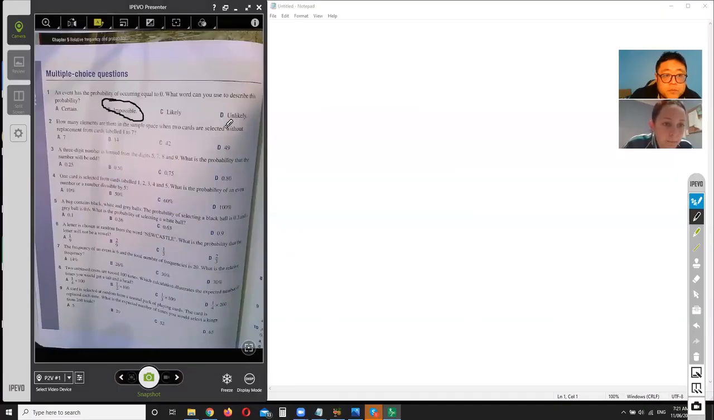What is the sample space you get when two cards are selected without replacement, labeled 1 to 7? 14. Not 14. Without replacement. Yeah. See, I've got no clue.